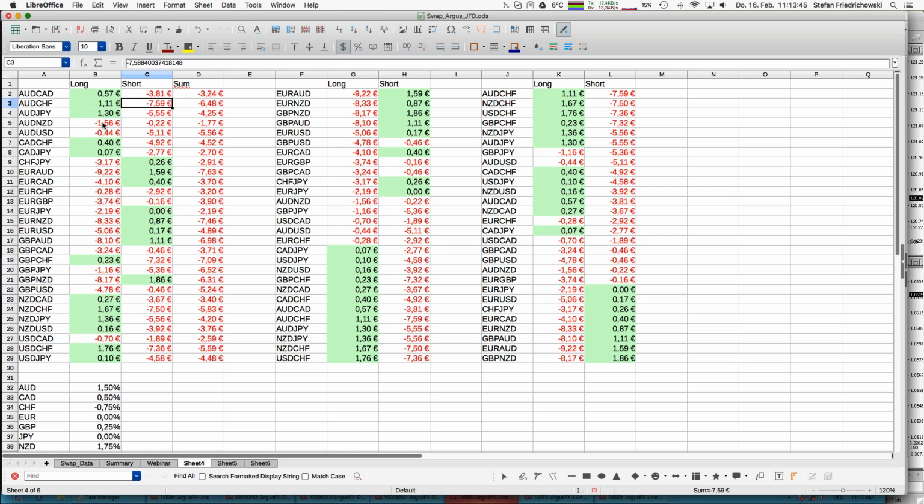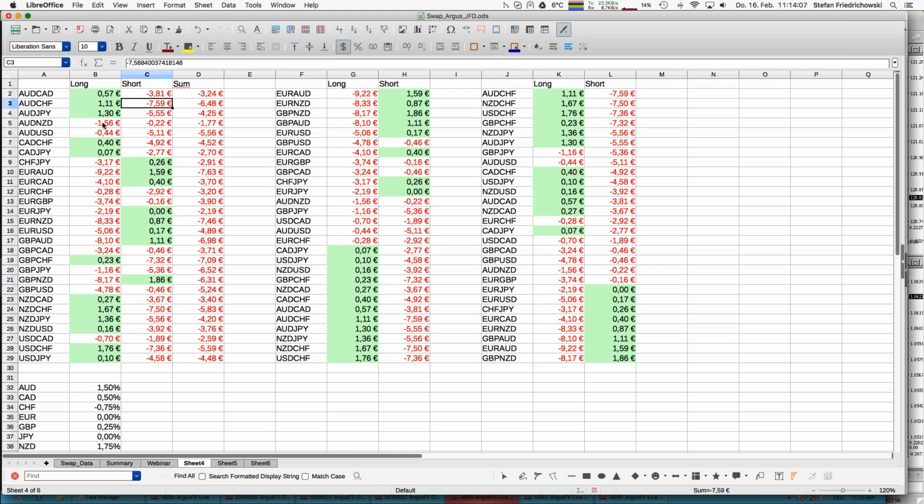So, for example, if I would have a short trade on Australian dollar, Swiss franc, then I have to pay nearly 8 euros every day for a lot. So after 10 days, already 80. After 100 days, already 800 euros. So it's not that small on a long term.